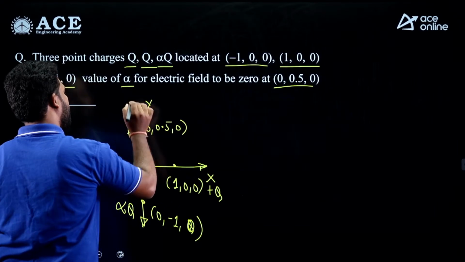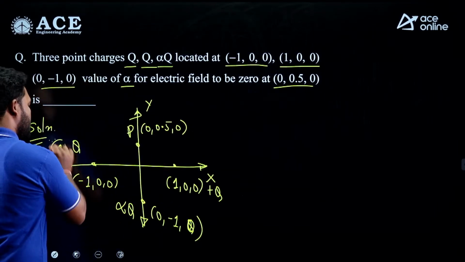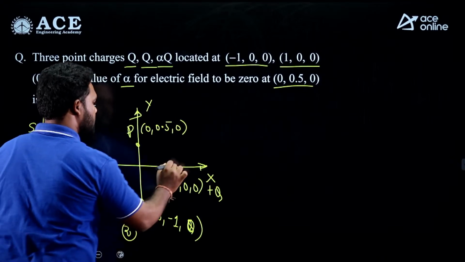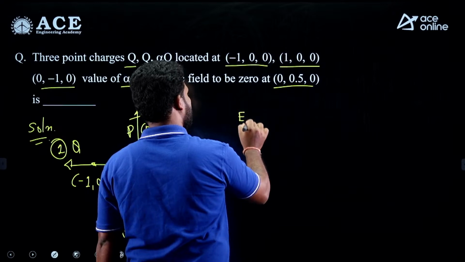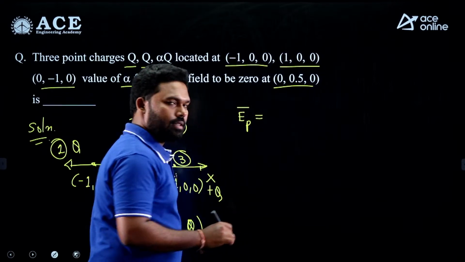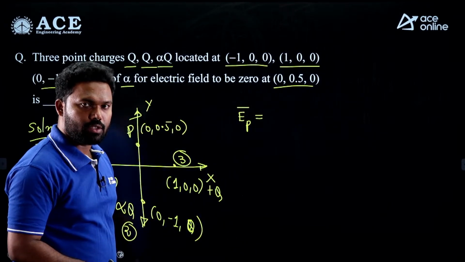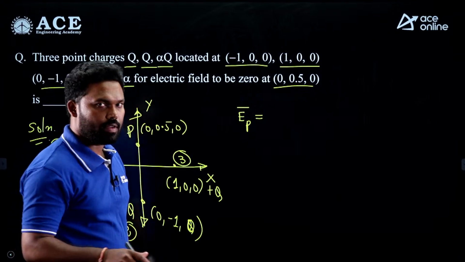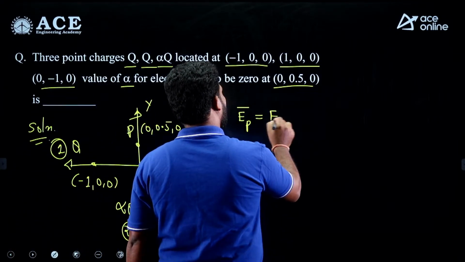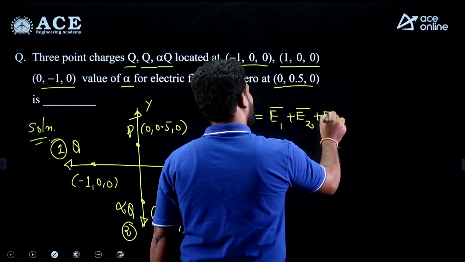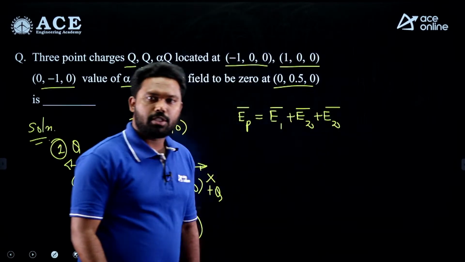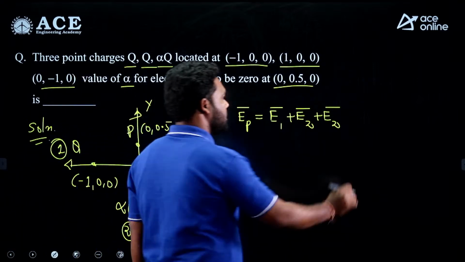Let me call this point P. I'll call these charge 1, charge 2 and then charge 3. So it is said that at point P, the net electric field must be 0. If that is to happen, what must be the alpha value? That is the question. Fine. So we know from the superposition principle, the net electric field at some particular point is equal to the summation of the individual electric fields, which is equal to 0.